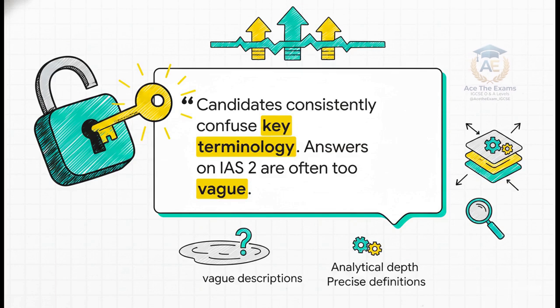The Cambridge Assessment Framework prioritizes analytical depth. What does that actually mean for you? It means superficial breadth won't cut it. You need precise definitions. You need to show crystal clear causal relationships. And you have to integrate IAS 2 with other syllabus areas, like how an inventory write-down directly impacts the income statement and the statement of financial position. Examiners are literally begging for specific, contextualized details. If you're vague, you're losing marks, period.